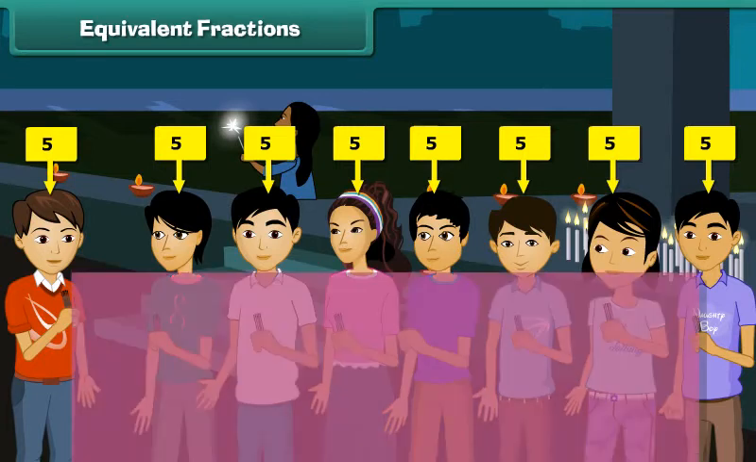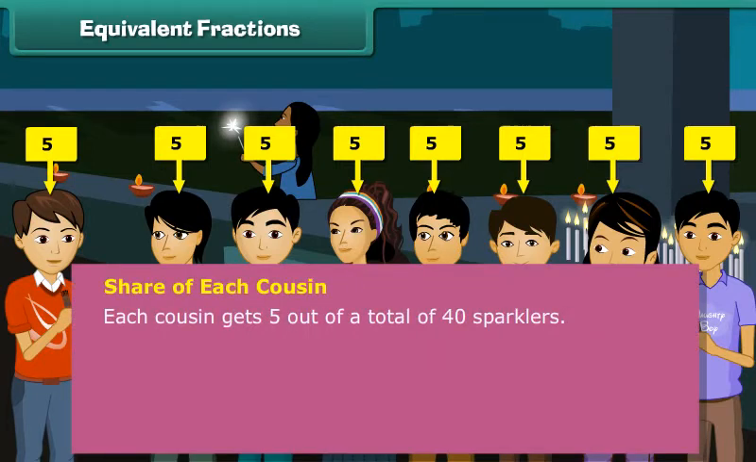Let us see how. Each cousin gets 5 out of a total 40 sparklers. 5/40 is equal to 1/8. Thus, the share of each cousin in the whole is 1/8. 5/40 and 1/8 are equivalent fractions.